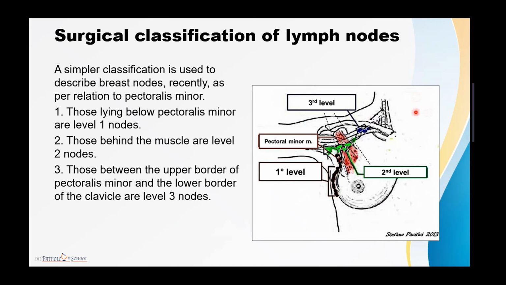Then there is a surgical classification of lymph nodes, which is done on the table. A simpler classification is used recently to describe breast nodes as per their relation to pectoralis minor. Those lying below pectoralis minor are level 1 nodes. Those behind the muscle are level 2 nodes. Those between the upper border of pectoralis minor and the lower border of the clavicle are level 3 nodes.